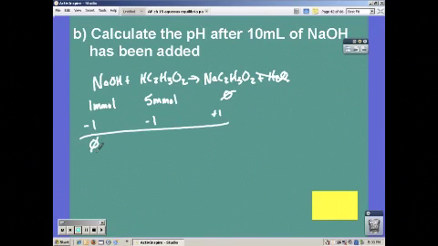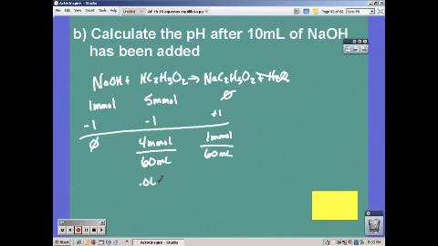React it. We need molarity. And remember, it's total volume, so that's 10 plus 50 gives us 60 milliliters. And stop and see what you actually have left. We have acetic acid and sodium acetate. Together, those make a buffer.